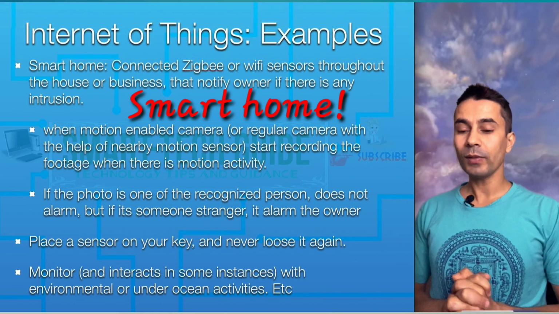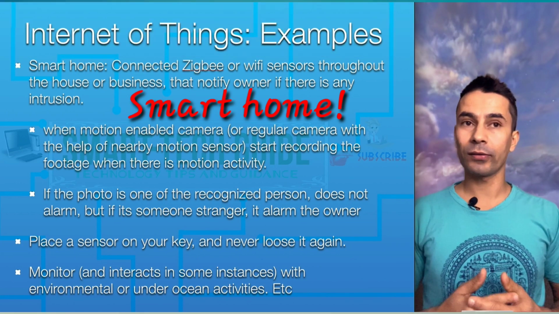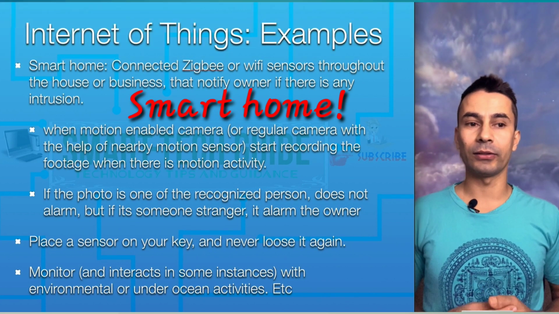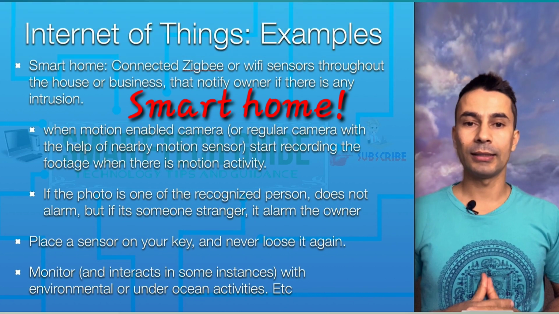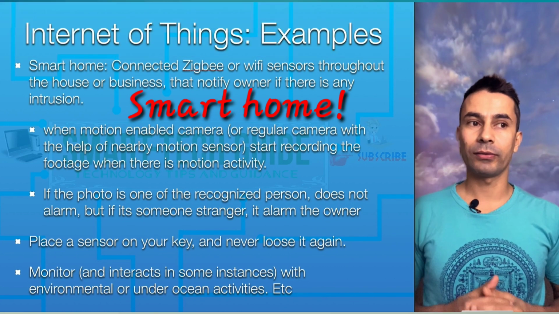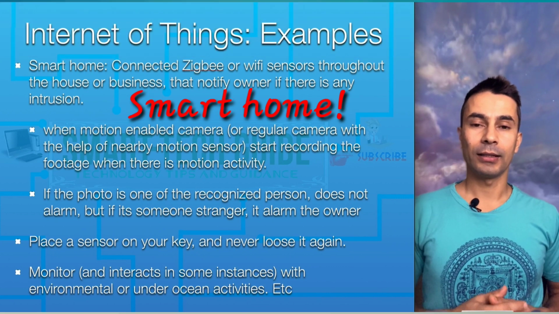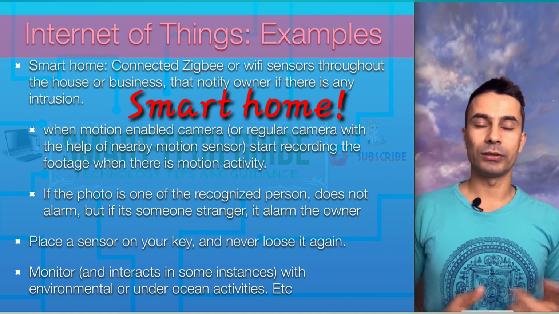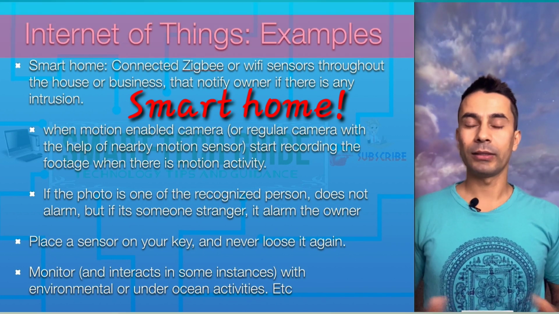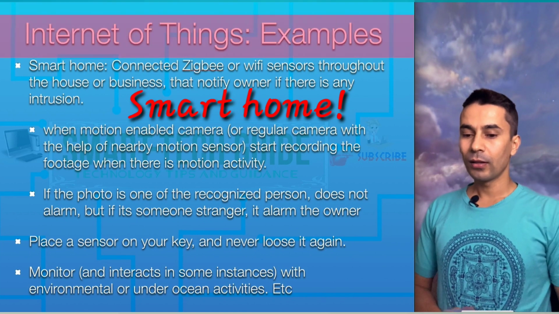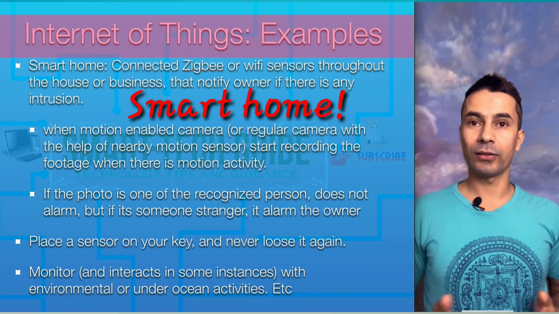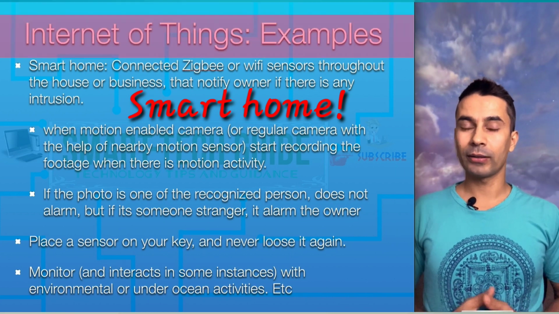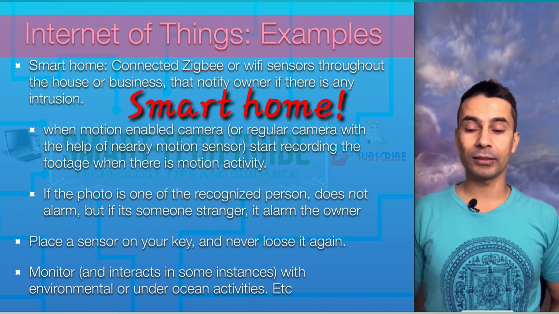And of course, if the photo is from recognized person like your family member or your relatives, then you don't need to worry. If the photo is from a strange person, it may be a thief or anything. In that case, you may want to use the local authorities help, even if you are abroad also. You can place sensor on your key and you can never lose it. That's another small but big use of IoT.